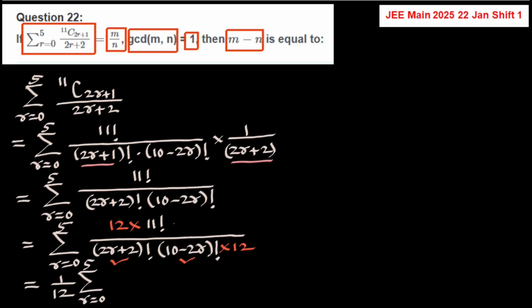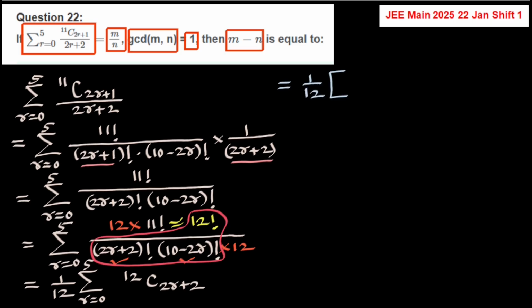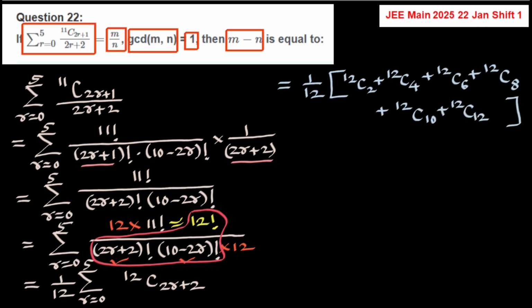12 into 11 factorial will be 12 factorial, and this 12 factorial along with this part will become 12c 2r plus 2. 1 upon 12 into putting r equals 0, 1, 2, 3 and 5 successively. This will be 12c2 plus 12c4 plus 12c12. Here r is 2, 4, 6, 8, 10 and 12. So there is one term missing, that is 12c0, and this we subtract here, 12c0.